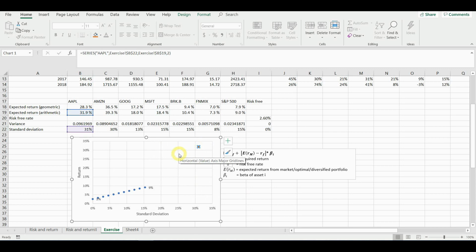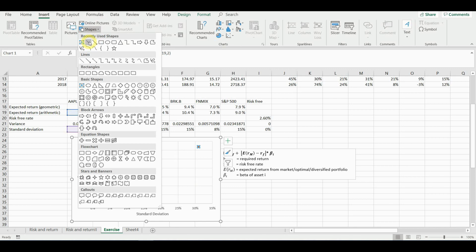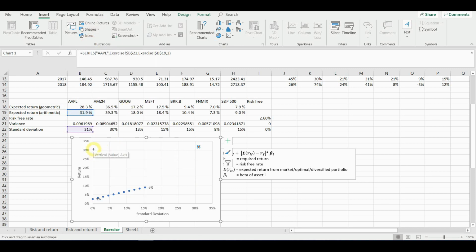The total risk of Apple is its standard deviation, which includes the systematic and unsystematic risk. We can illustrate this by making a line, insert, shapes, from 0 standard deviation to Apple's standard deviation of 31%.